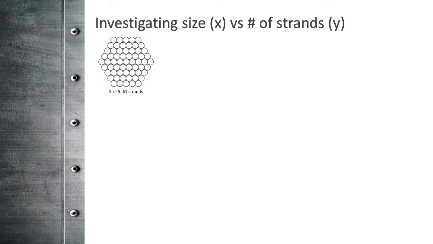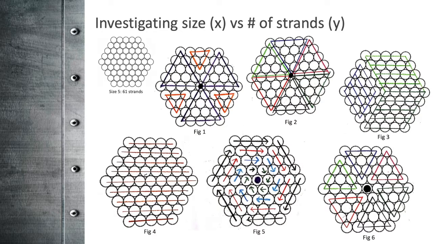Here we have a size 5 cable, and you might notice that it looks somewhat like a honeycomb, except with circles. And the number of strands is essentially how many small circles there are inside the shape. In here, you can count it is 61 strands. And with this shape, as I talked about just now, there are multiple ways to interpret it, as shown on the screen here.